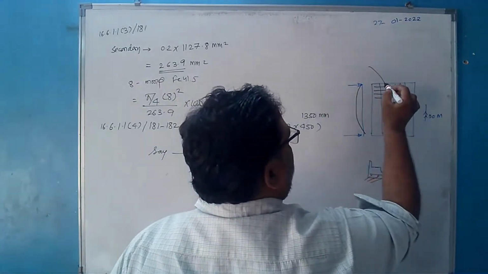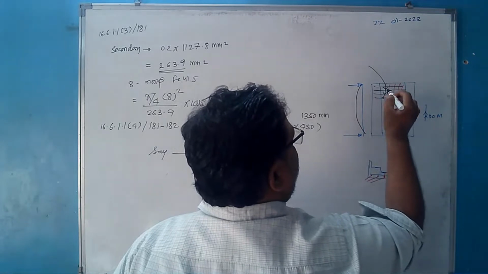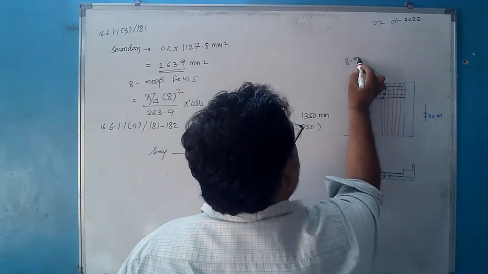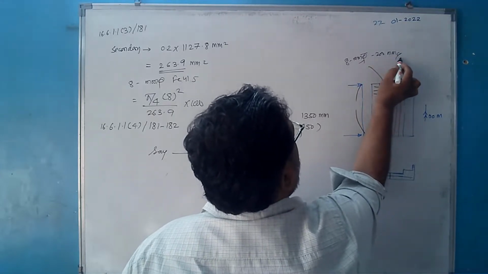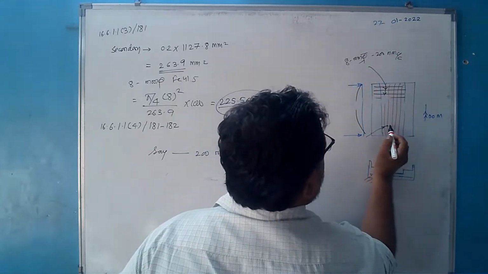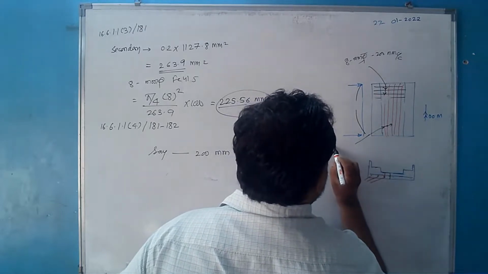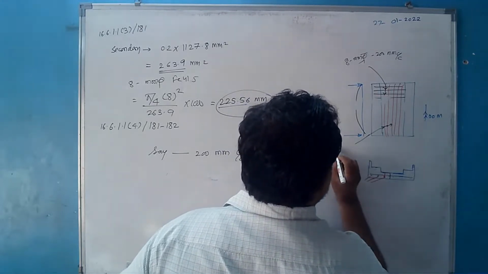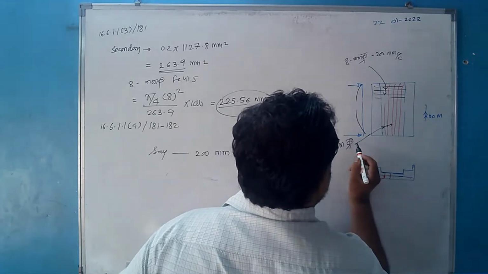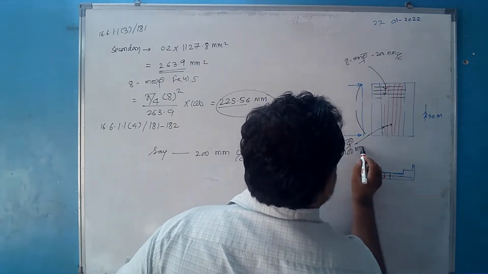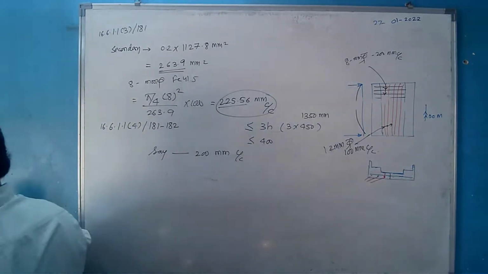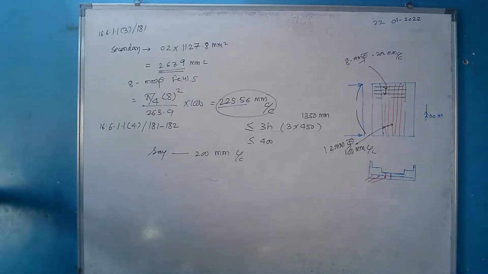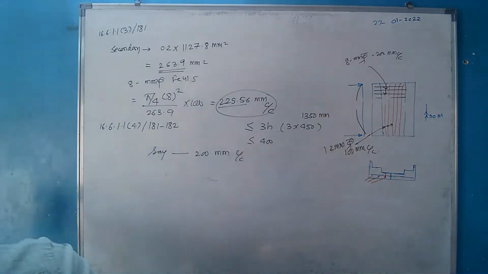So the secondary steel that we are providing here is 8 mm torque, say at 200 mm center to center, and in the main direction this steel we are providing as equal to 12 mm torque and 100 mm center to center. That's all. So this is all about the supplementary steel or the secondary steel or the additional steel that is to be provided from the ductility and crack control criteria.